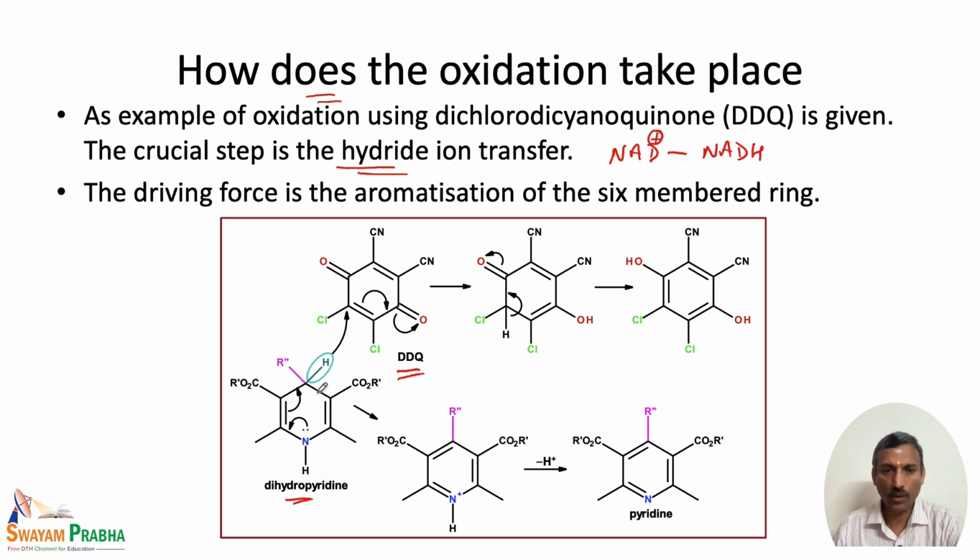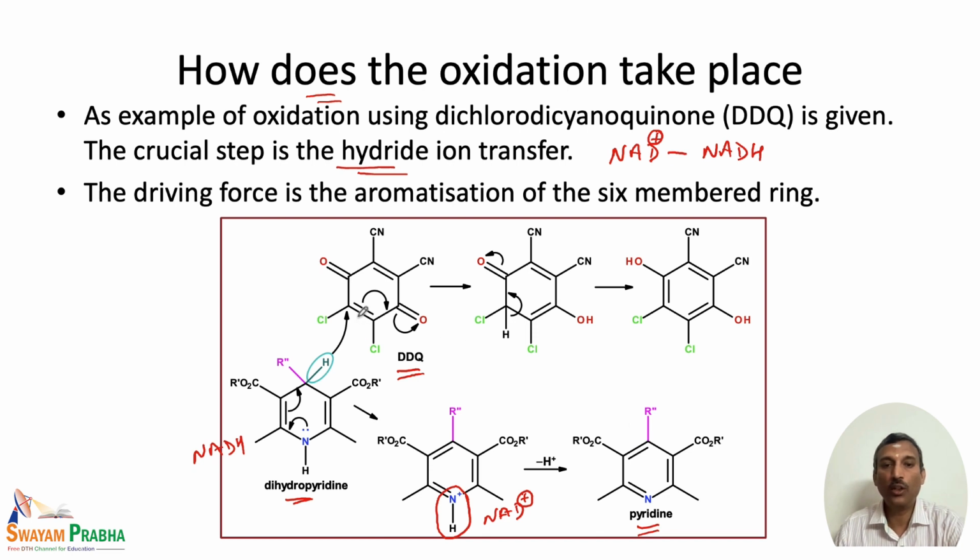So this leads to a positive charge on this particular carbon. The double bond shifts towards this carbon, and the lone pair of electrons from the nitrogen comes between these two. So we end up with an H plus ion. This is what is called, in the biological system, the NAD plus which is formed. The formation of NAD plus from NADH is the crucial redox reaction involved in various oxidation reactions seen in biological systems. This NAD plus moiety, which is a pyridine with a plus charge, loses a proton to give the final pyridine, which is aromatic in nature.